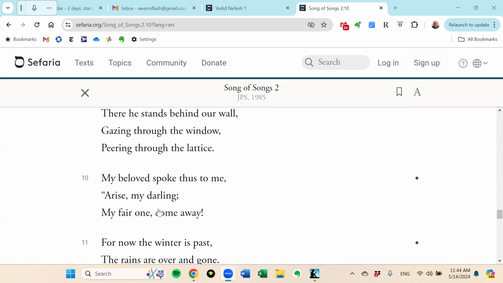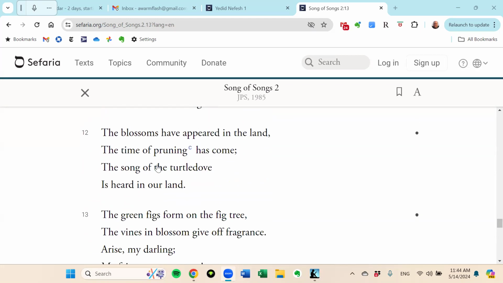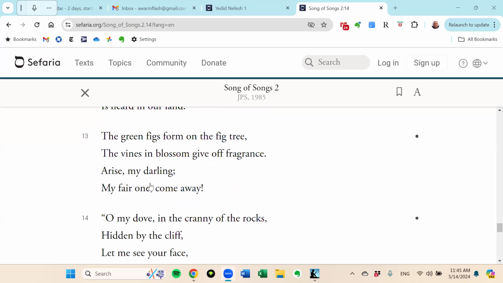My beloved, speak to me. Arise, my darling, my fair one, right? He says, get up, come out, right? Why? The winter is past and the rain's over and gone. The blossoms have appeared in the land. The time of pruning has come. The song of the turtle dove is heard in our land. The green figs form on the fig tree. The vines in their blossom give off fragrance. Arise, my darling, come away.